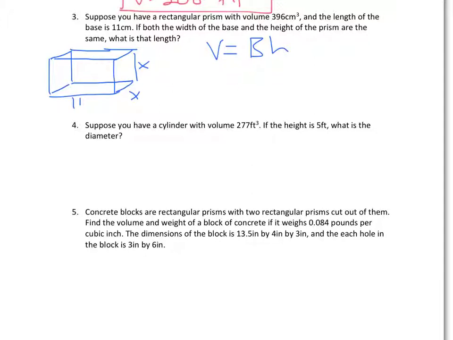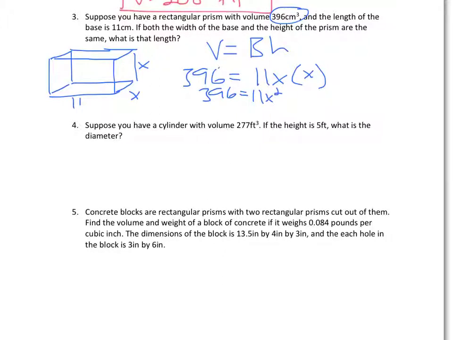Okay, so how do we find the volume of this? Well, we've got length times width for the area of the base. So the volume, actually we know the volume. You don't have to use that. We can actually use 396, because 396 is the volume. That base area is 11x, and the height is x. So we have 396 equals 11x squared.